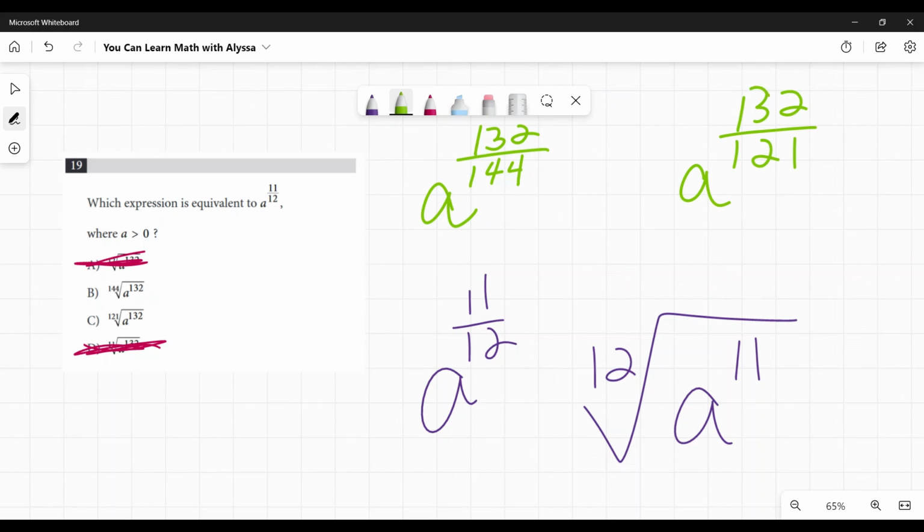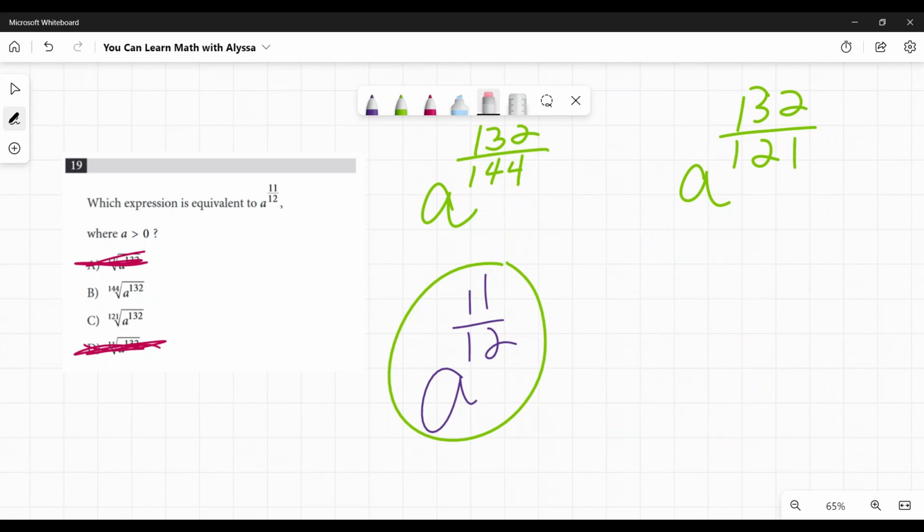Okay, so I need to try to get from here to either of these. How can I do this? How can I make these be equivalent? Well, if we have fractions, we can make them bigger or smaller. In pretty much every situation, we can multiply by the number 1 and not change anything.